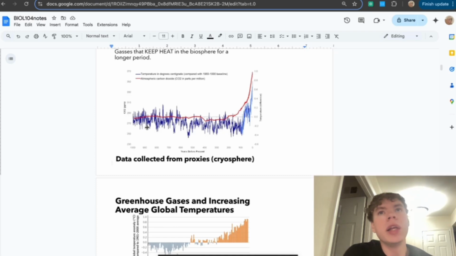So if we're thinking about increasing CO2 concentration, we're releasing more and more and more into the air, right? That's going to be more CO2 to absorb more heat from the sun. And in turn, that's going to make temperatures go up. So, I mean, that's how it works.